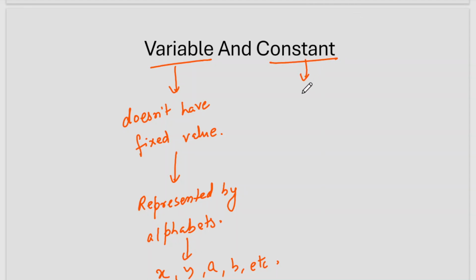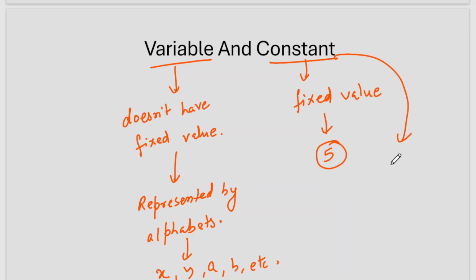Now, what about the constant? Constant means it has a fixed value. If I ask you what is 5, you will say, sir, this is a constant, because it will always remain 5 in every case. And constant is represented by numbers.